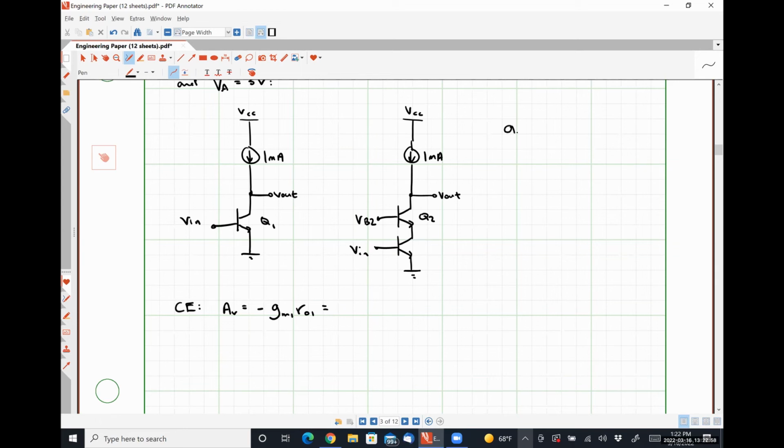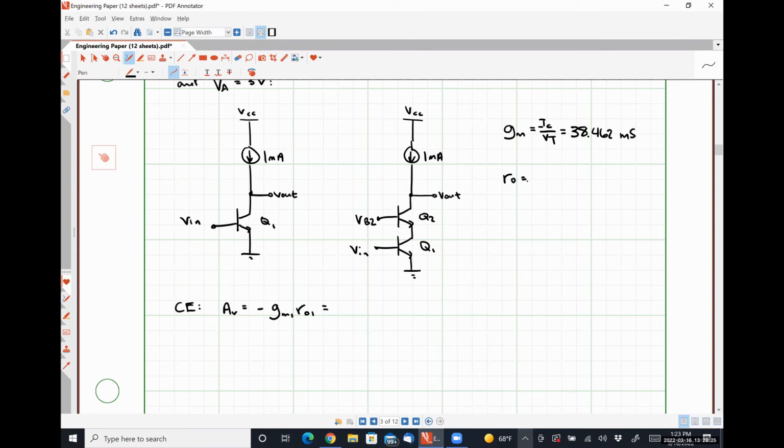From ELEN 335, the transconductance for these transistors is simply IC over VT. For an IC of 1 milliamp and a thermal voltage of 26 millivolts, this comes out to be 38.462 millisiemens.